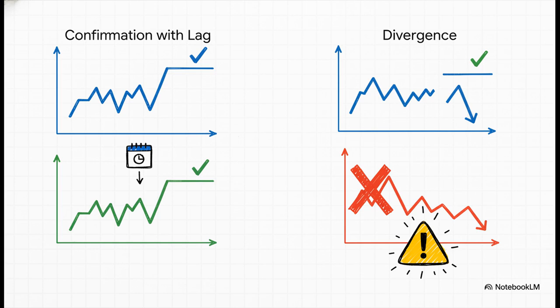Now here's a critical little detail. The confirmation doesn't have to happen on the exact same day. A little bit of a lag is okay. But, and this is a big but, when one average makes a new high and the other one fails to follow it, that's called a non-confirmation or a divergence. And that is a major, major red flag. It's a sign that the primary trend is probably in trouble.